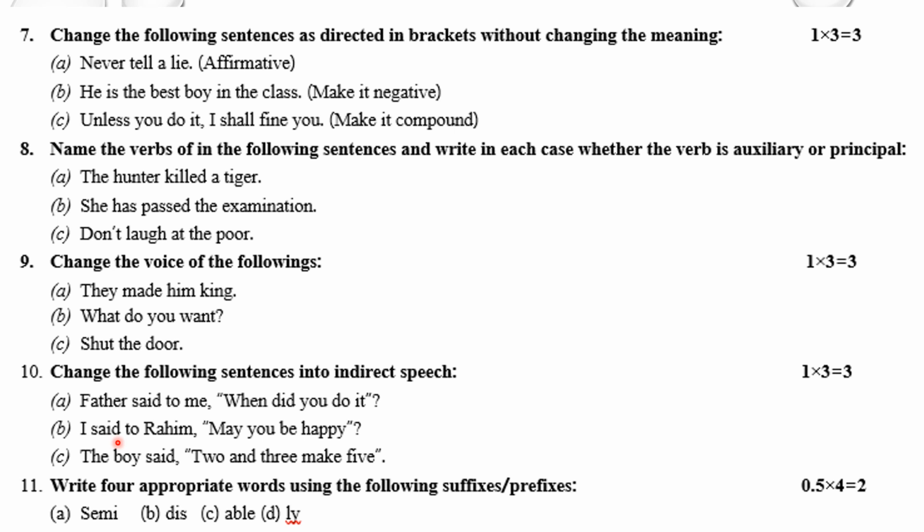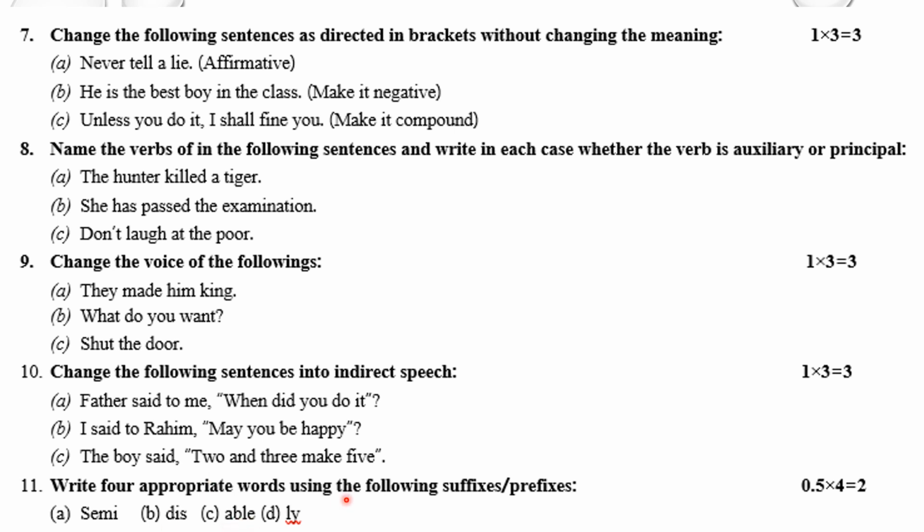I said to Rohim, "May you be happy." I prayed for Rohim that he might be happy. The boy said, "2 and 3 make 5." The answer will be: The boy said that 2 and 3 make 5. This is the answer.